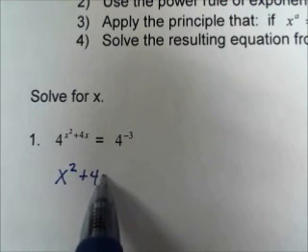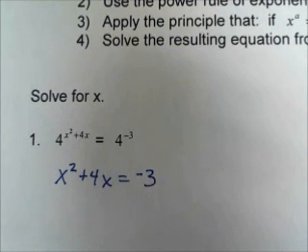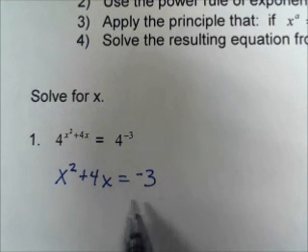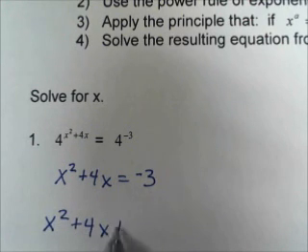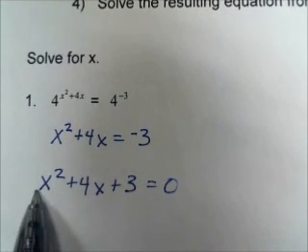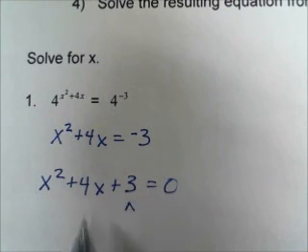x squared plus 4x equals negative 3. We have an equation. In this case, it's quadratic, so we want to solve for x. Write it in standard form, add 3 to both sides, and we get x squared plus 4x plus 3 equals 0. Now continue solving the quadratic equation. Lead coefficient is 1, go to the constant. What are the factors of 3 that add to 4?